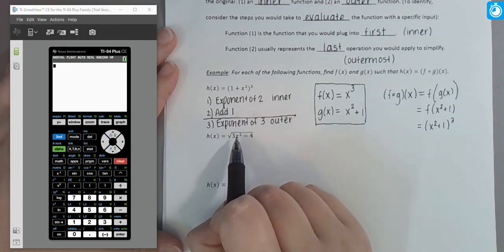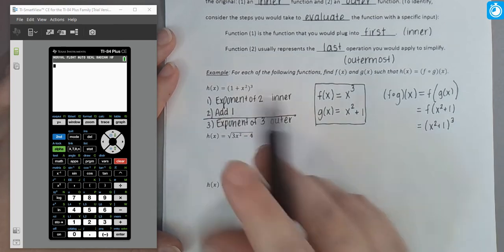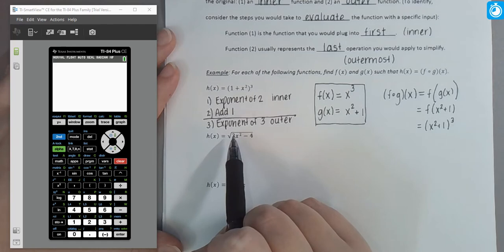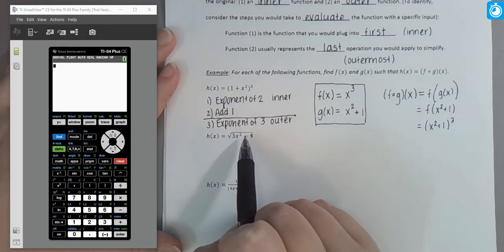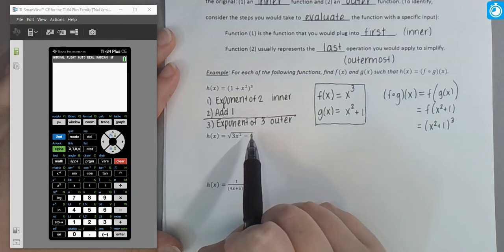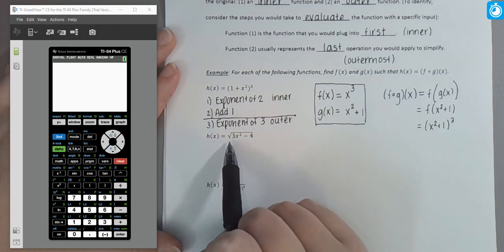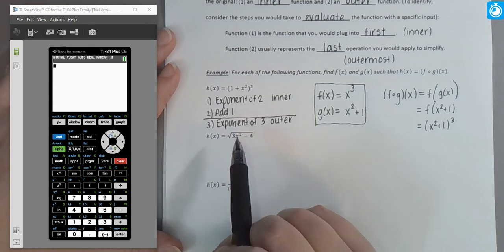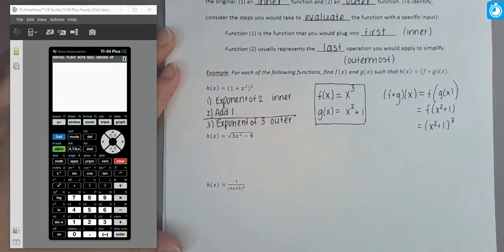So imagine plugging in an x here. Okay, what would you do to simplify the expression once you plug in an x? Well, first thing you'd have to do is square it, so that would be the first operation. You'd take the result of squaring, multiply it by 3, so that would be the second operation. You'd take the result of that, subtract a 4, so that would be the third operation. And then all of that simplifies, and then you take the square root. So the square root in this case is the fourth, the final, the outermost operation.